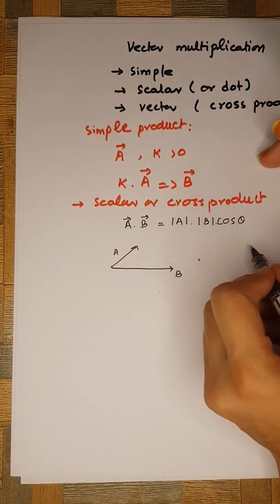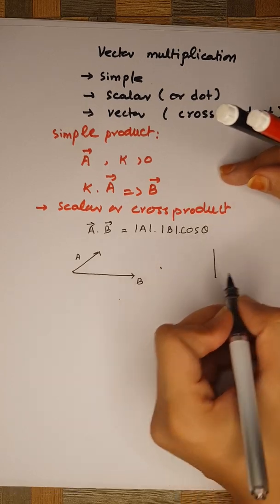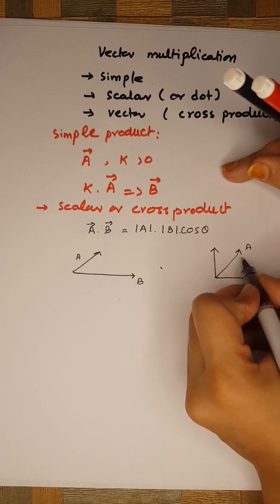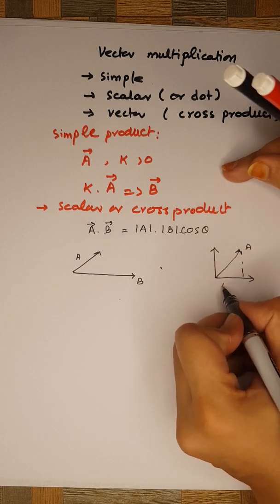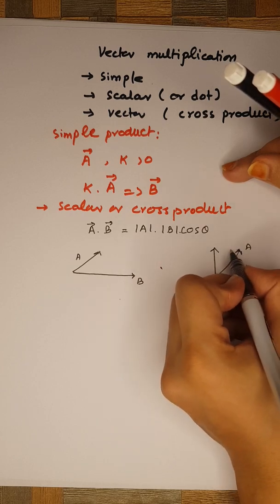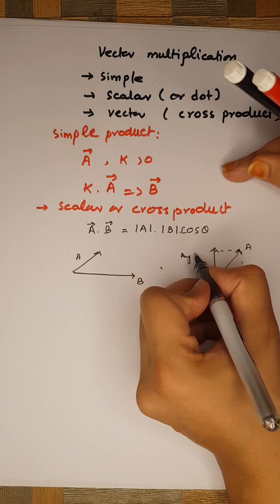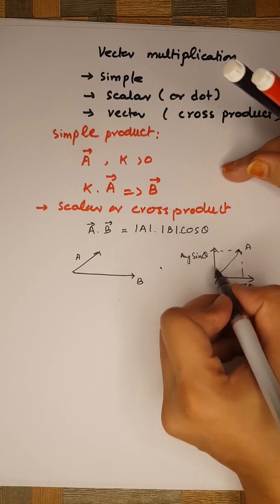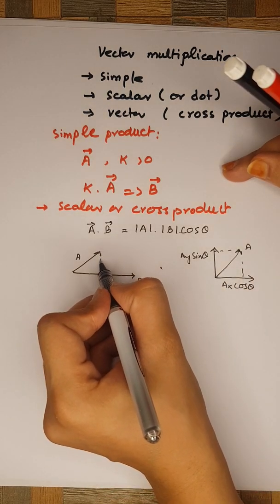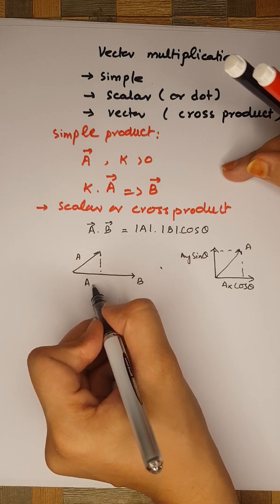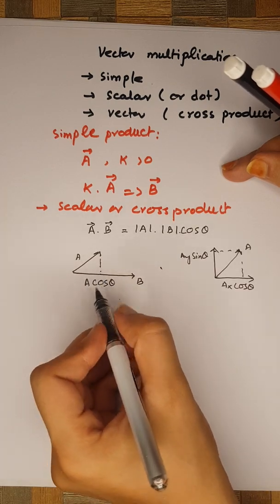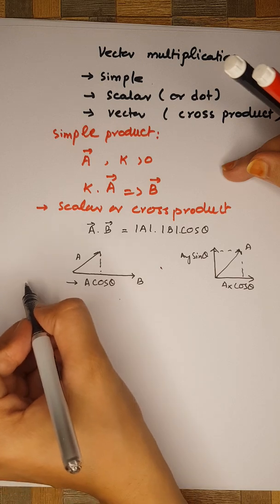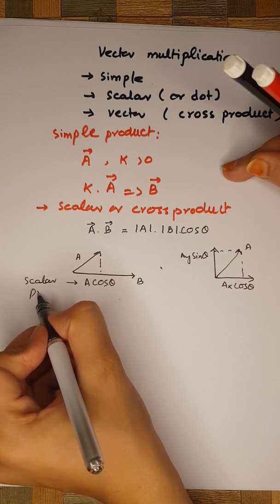Generally, if you talk about the components of a vector, we know that a simple vector will have its component on the x-axis as ax cos theta, and on the y-axis as ay sin theta. These two are the projections of a vector along the axes. Similarly, if you draw the projection of A on B, you will get A cos theta. This is the scalar projection of A on B.